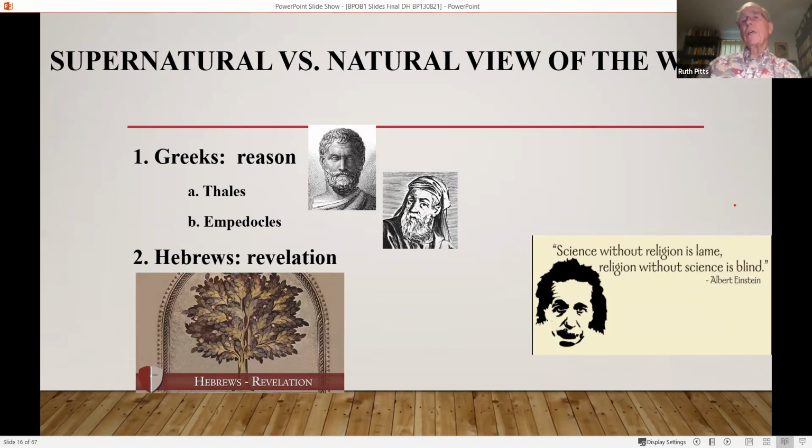The supernatural versus the natural view of the world. So the Greeks give us this natural view, and that's the heritage that sort of starts us on science. They called it natural philosophy. We call it science today. Thales said everything probably should be reduced to one element. What's most common? And for him, it was water. Empedocles, another Greek thinker, came along a little later and said, no, it's more complicated than that. There are 4 elements: earth, air, fire, and water.